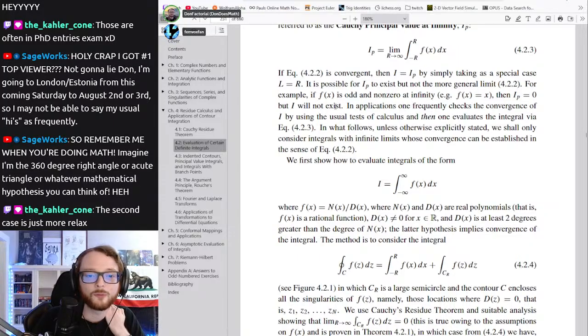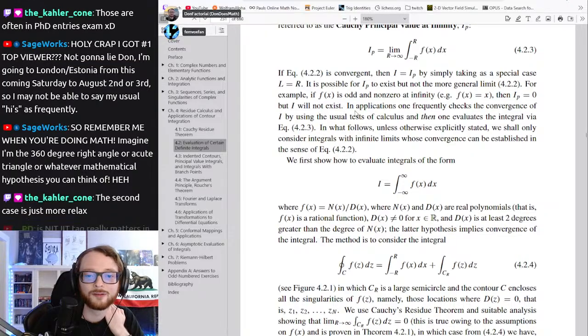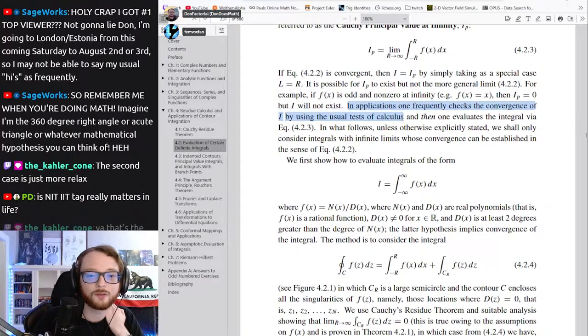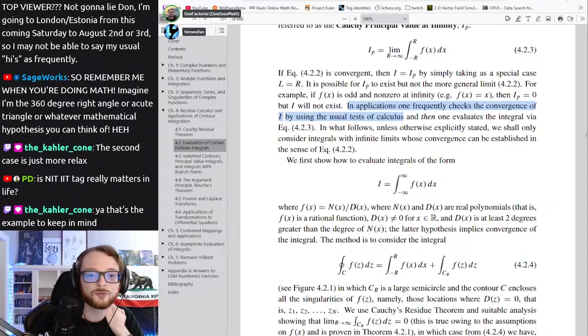And so yeah, they actually give f of x equals x as an example of a function that works for one but not the other. Oh yeah, there it is. It's kind of interesting that they say you frequently just make sure the first case converges and then do the easier second case to actually evaluate it.